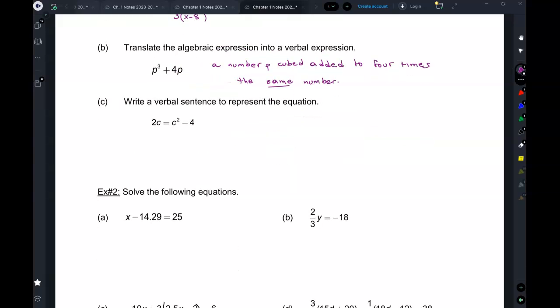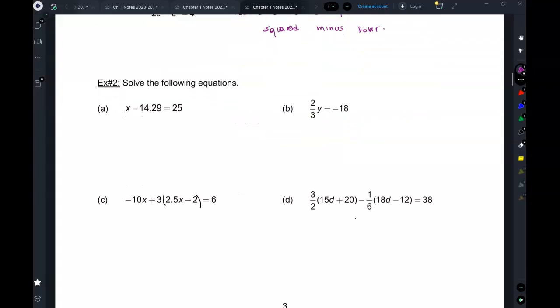So here we have an equation. We have 2c, so we can just say twice a number equals the number, right? When you say the number, it means that same number. The number squared minus 4. And yeah, there are more ways of saying this. You could say the difference between the number squared and 4 and so on. Many different ways.